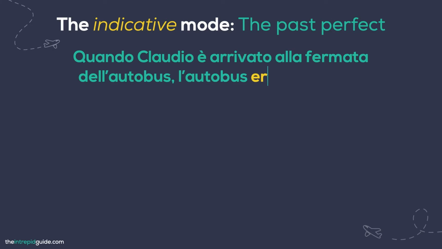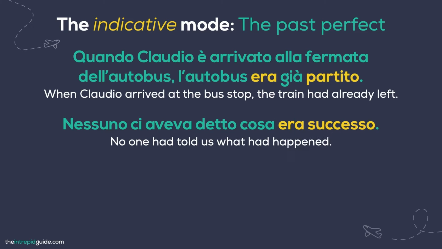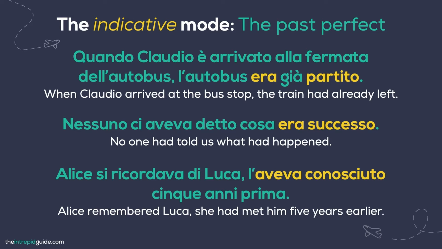It is often used in combination with other kinds of past tense. Here are some examples. Quando Claudio è arrivato alla fermata dell'autobus, l'autobus era già partito. When Claudio arrived at the bus stop, the bus had already left. Nessuno ci aveva detto cosa era successo. No one had told us what had happened. Alice si ricordava di Luca. L'aveva conosciuto 5 anni prima. Alice remembered Luca. She had met him 5 years earlier.